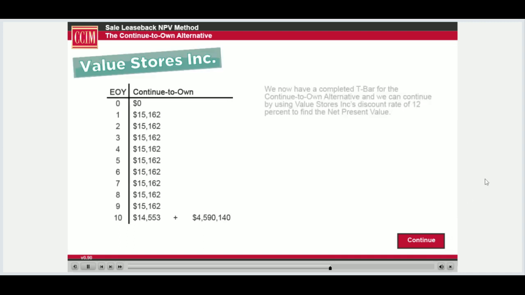Calculate the NPV of the annual cash flows after tax from ownership and the after-tax cash flows from disposition using the corporation's after-tax weighted average cost of capital as the discount rate.